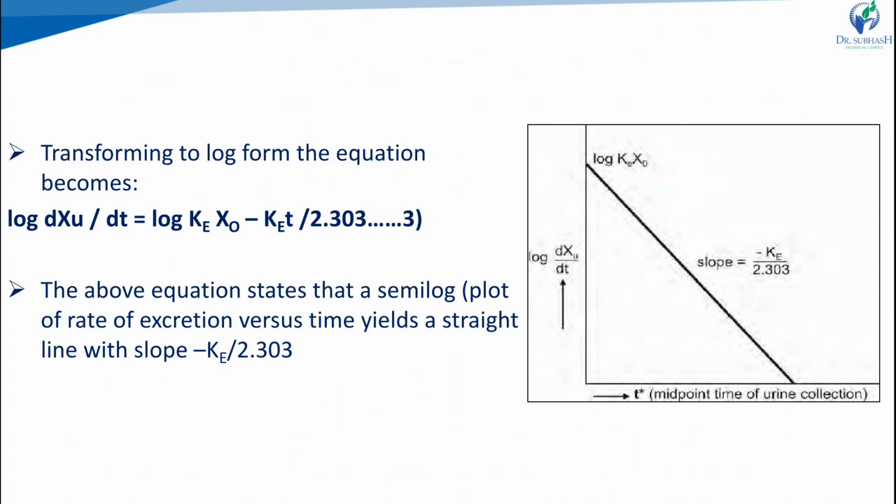We plot the graph of log dXu/dt versus the midpoint time of the urine collection. We can get the slope, and from the slope we can find out the Ke value. That is our urinary excretion data. The advantage of the rate of excretion method is that for a drug having a long half-life, urine may be collected for only 3 to 4 half-lives. There is no need to collect all the urine samples to get the straight line. Only 3 to 4 half-lives of urine samples need to be collected, and we plot the graph and find out the elimination rate constant.